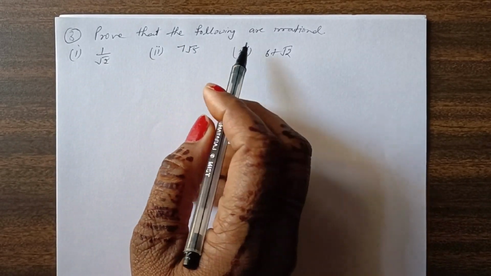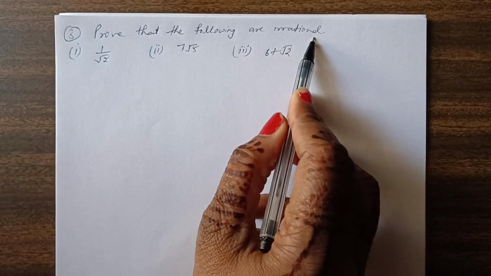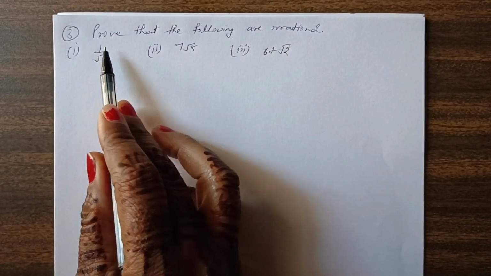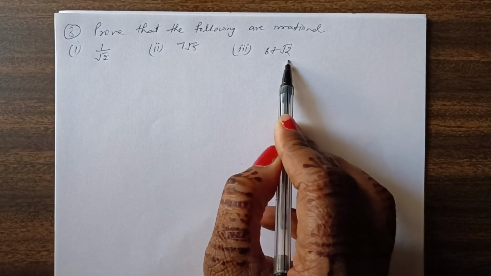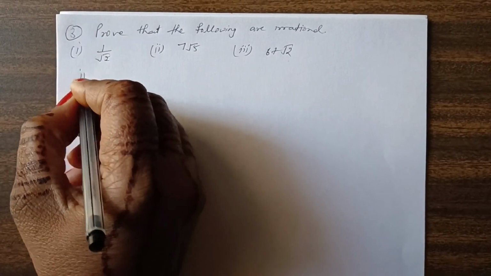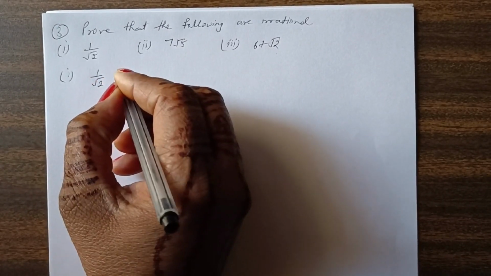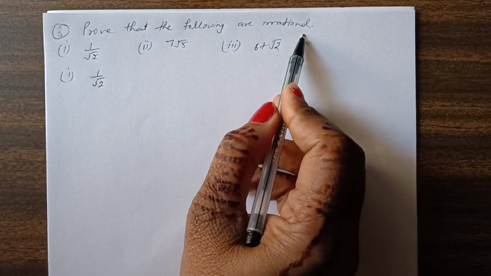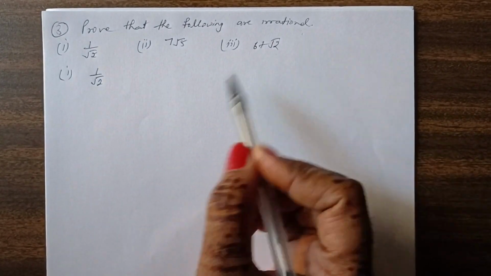Third question of exercise 1.3. Prove that the following are irrational numbers: 1 upon root 2, 7 root 5, and 6 plus root 2. Firstly, we solve the first part. 1 upon root 2 is irrational. We have to prove that 1 upon root 2 is an irrational number.